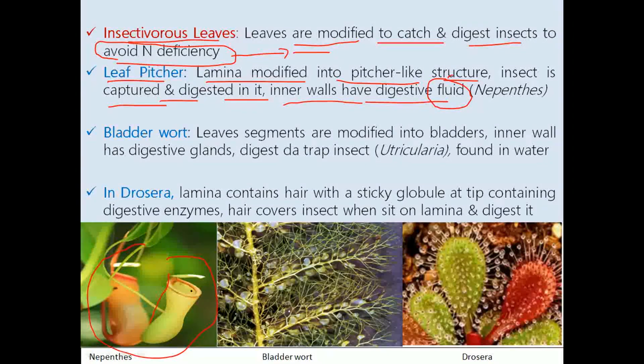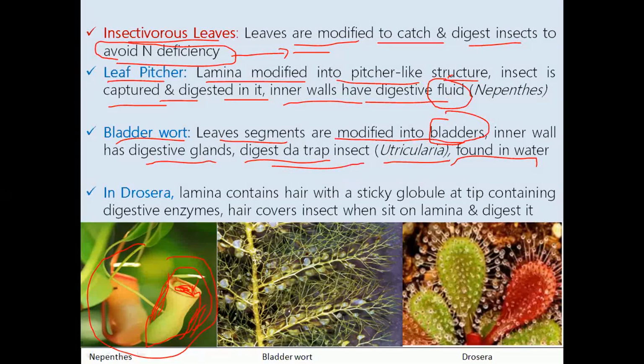So this is the pitcher-like structure. This pitcher-like structure is made from the lamina. The lamina is modified into this pitcher-like structure and the inner wall of this pitcher contains digestive juices. So when an insect is trapped here, it is digested. Next one is bladderwort. In this type of plant, the leaf segments are modified into bladder-like structures. The inner walls also contain digestive glands and it digests the insect trapped inside. It is found in water. The typical example is Utricularia.